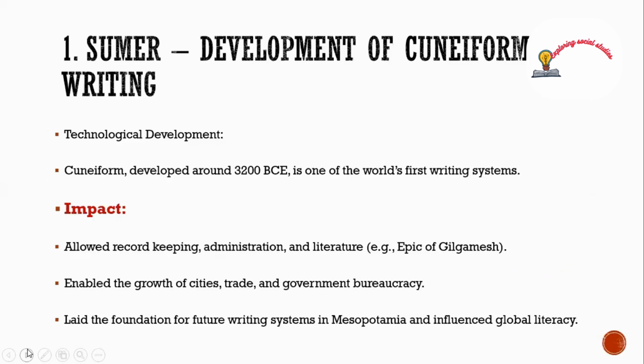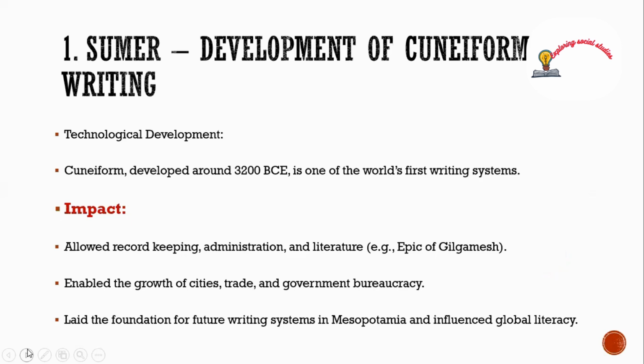So we are moving to the second one, significant ideological or technological developments: examine the impact of significant ideological or technological developments in the ancient to classical period: Sumer, Hittite, Egypt, and China. So, Sumer: development of cuneiform writing, a technological development.